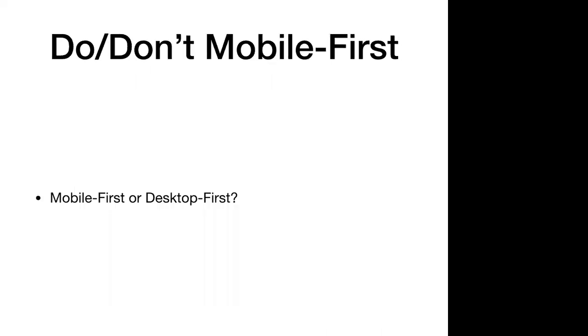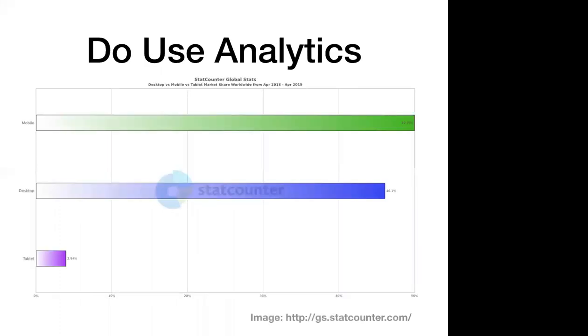So what do? Here's another don't. Okay, so the web standard is mobile first. If you're designing something for the web, go mobile first. But that might not apply in this case. How do you decide whether you do mobile first or desktop first? You use your analytics. If you're not using analytics already, start using analytics.